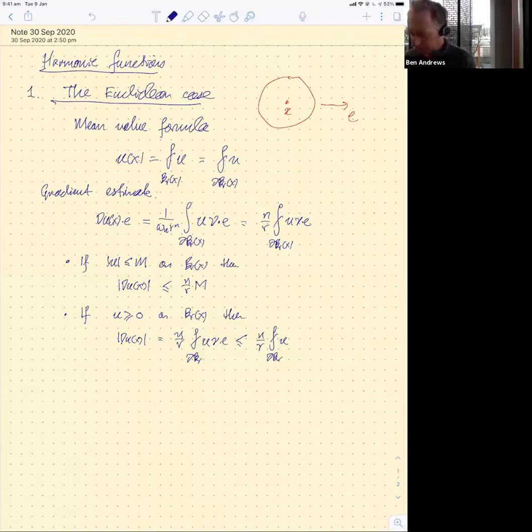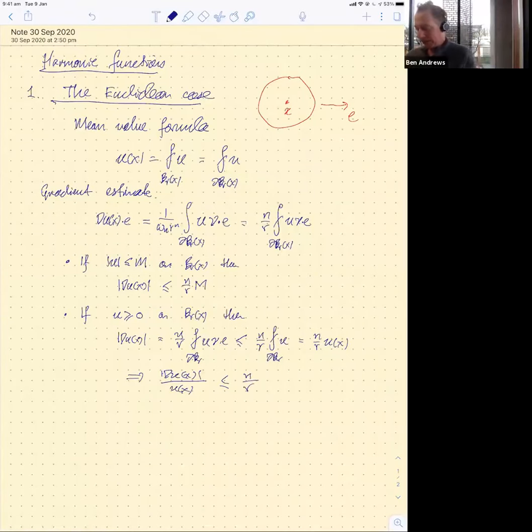Okay, so here that would be true if e is equal to the direction of the gradient, for example. Then that's just n over r times u at x, so that it gives you directly this logarithmic gradient estimate. In other words, if you have a non-negative harmonic function, then the gradient, du of x divided by u of x, is no bigger than n over r at the middle point.